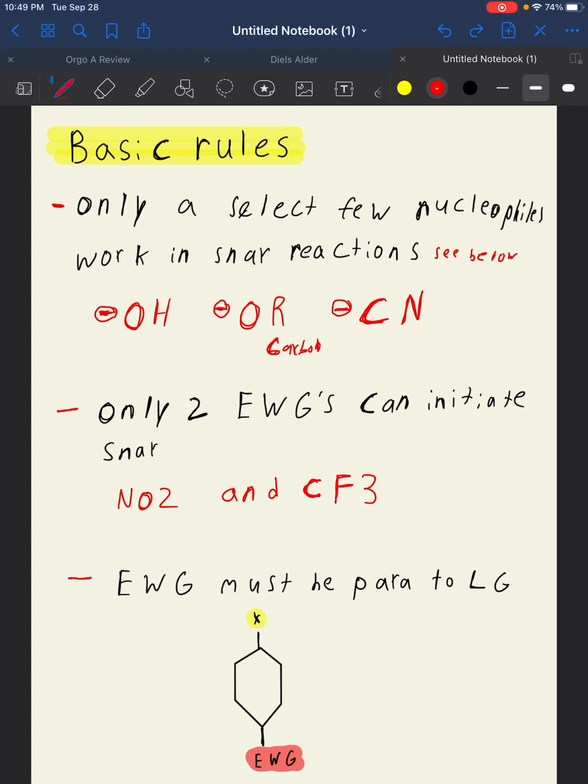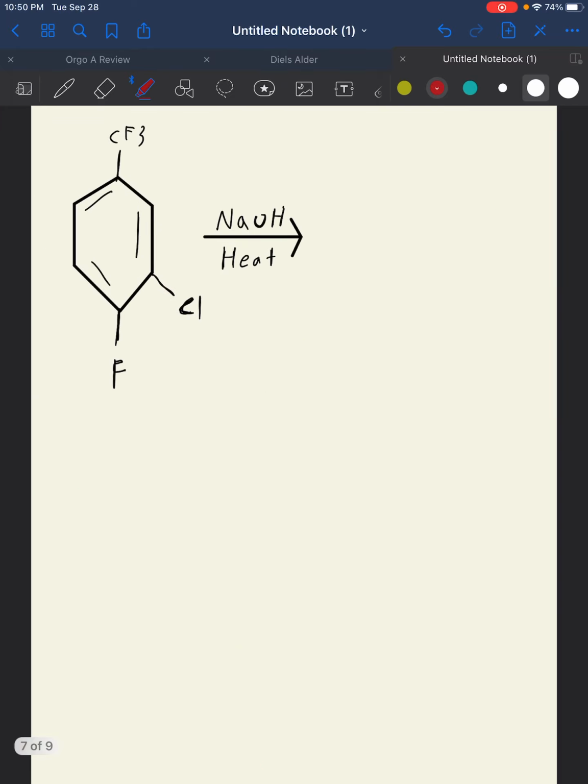Now the big rule to remember for SNAr reactions is the electron withdrawing group and the leaving group have to be paired to one another. What that means is, say this is your halogen and this is your electron withdrawing group. They are para. If it was here, that would be ortho, or here, that would be ortho. If it was here, that would be meta, and if it was here, that would be meta. So the only one we care about is the para conformation. The halogen, or leaving group, and the electron withdrawing group have to be para in order for the SNAr reaction to initiate. So now let's take a look at some examples.